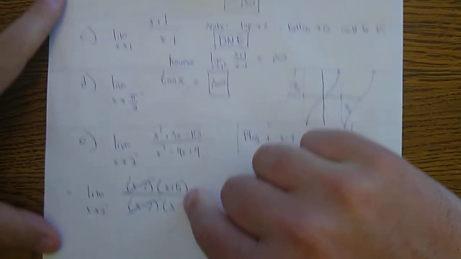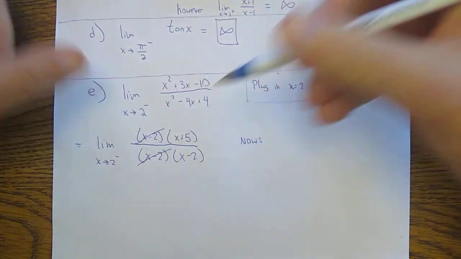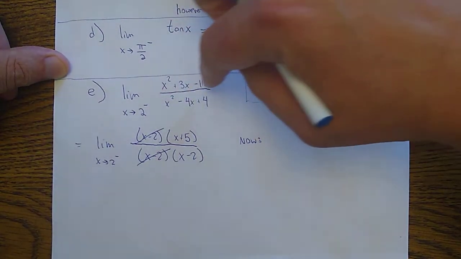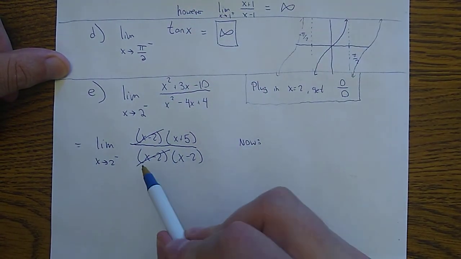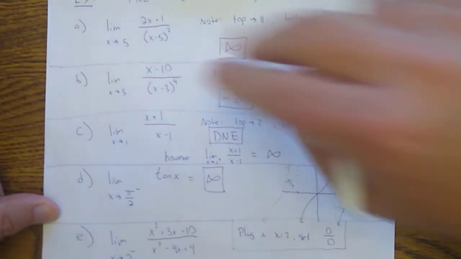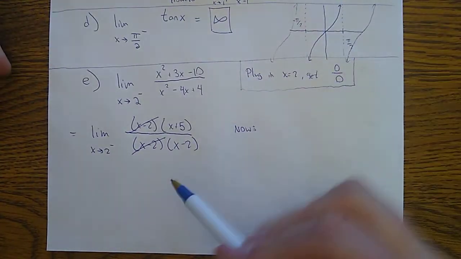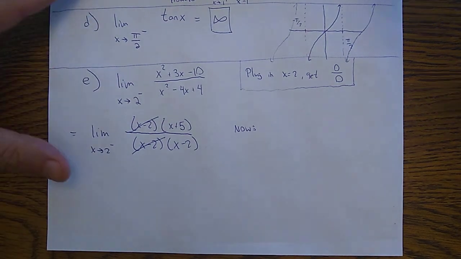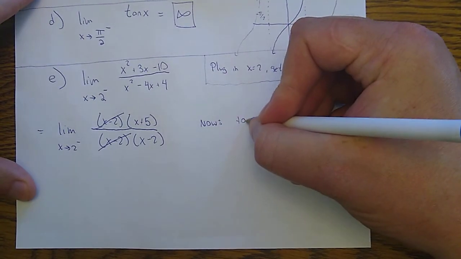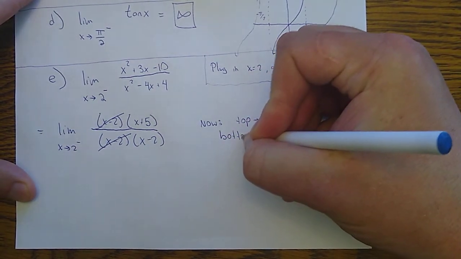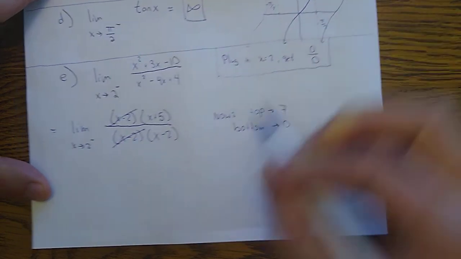But now this turns into like one of these, because now I'm not getting 0 in the top. In the original, when I tried to plug it in, I was getting 0 in the top. But after canceling, it looks like I'm getting 7 in the top. So now I'm going to treat this just like I treated those, because now this is like I'm getting 0 in the bottom, but not in the top. So I proceed from there. The top is going to positive 7. The bottom is going to 0.